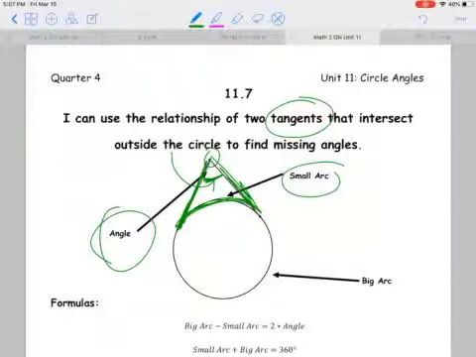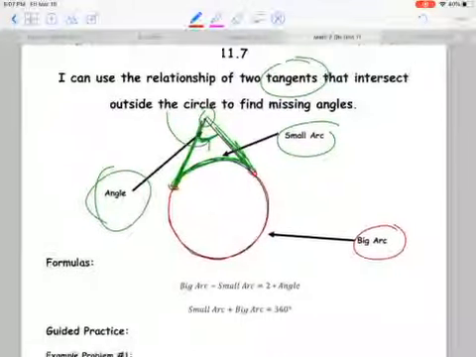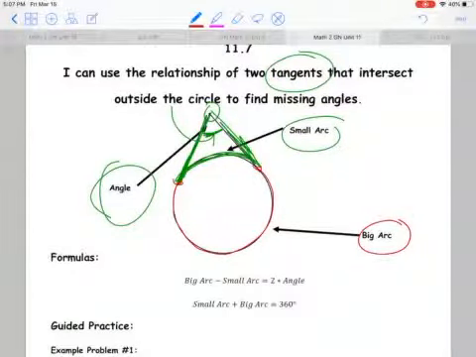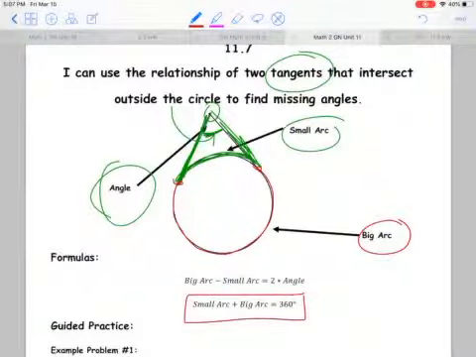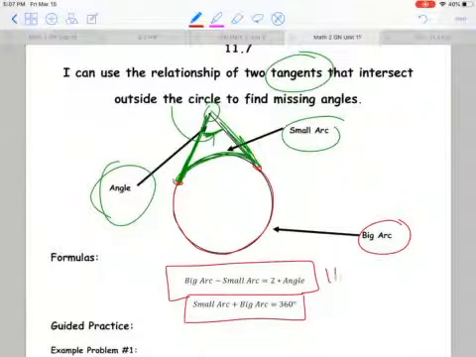And then if you notice, these 2 points still have a big arc with them. And together, they're going to make 360, the small arc and the big arc, because they connect on both sides. So we have this equation, but then if you notice, small and big arcs, we're going to use the same equation as we've been using in 11.5 and 11.6. So same equations, just a little bit trickier, because sometimes you don't have the full circle, but we can still find it really easily.